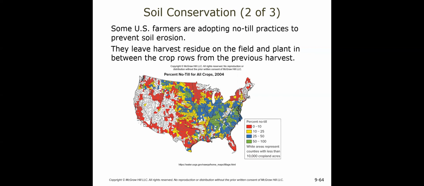Some U.S. farmers are adopting no-till practices to prevent soil erosion. They leave harvest residue in the field and plants in between crops of previous harvests. So instead of digging up everything again and laying brand new soil on there, let the soil naturally grow the way it's supposed to. As we talked about a lot, the difference between soil and dirt is soil has those organics in it. Soil has the minerals and the nutrients that plants crave, right?